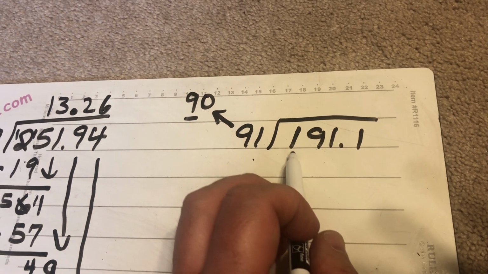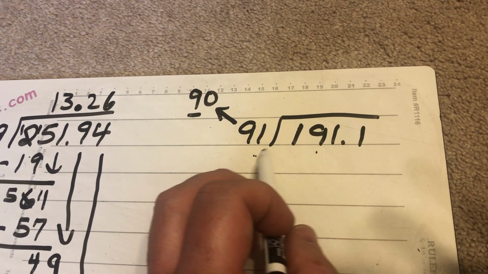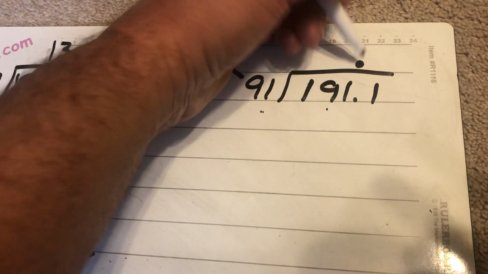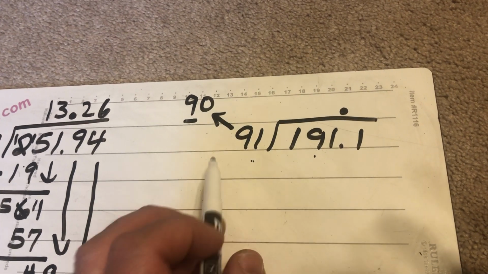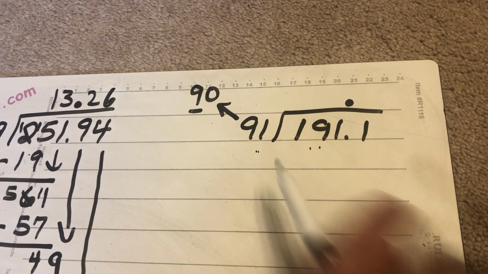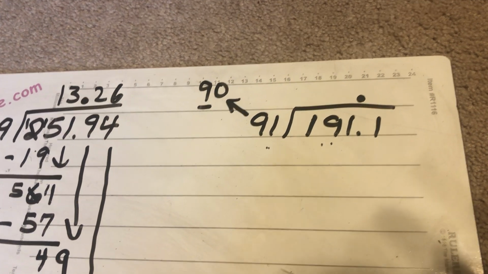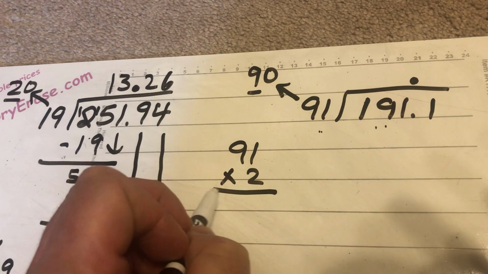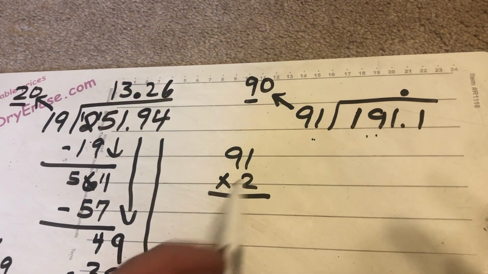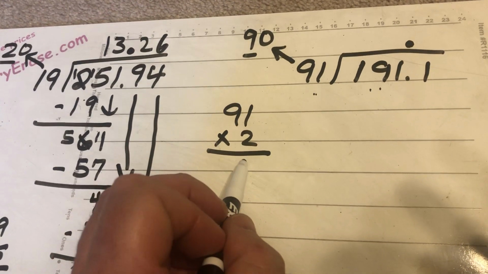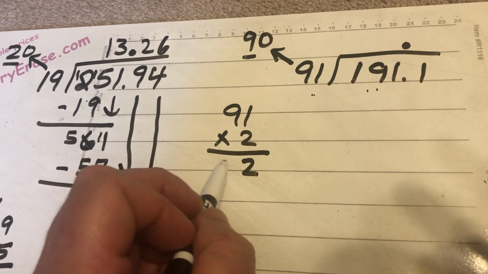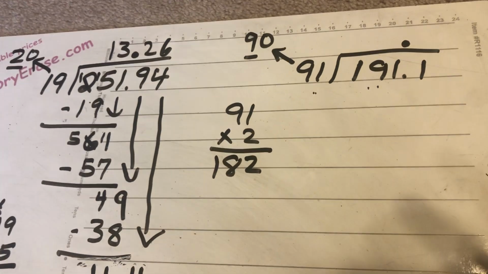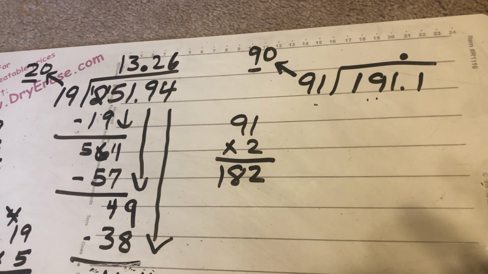91 can't go into 1. It can't go into 19, but it can go into 191. Of course, before I put any numbers up there, I want to put my decimal. 9 can go into 19 twice, because 9 times 2 is 18. So the first thing I want to try is 91 times 2, because 9 can go into 19 twice. 2 times 1 is 2. 2 times 9 is 18. I like the looks of that.